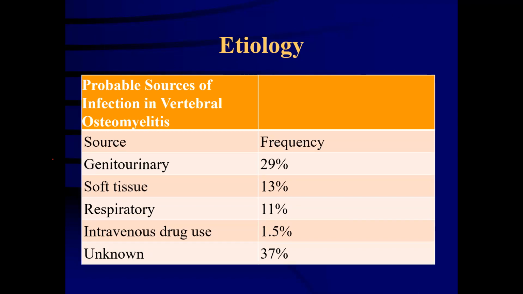The probable sources of infection in vertebral osteomyelitis are genitourinary 29%, soft tissue 13%, respiratory 11%, intravenous drug abuse 1.5%, and unknown 37%.